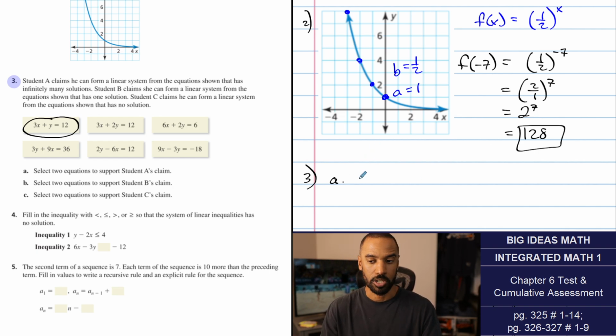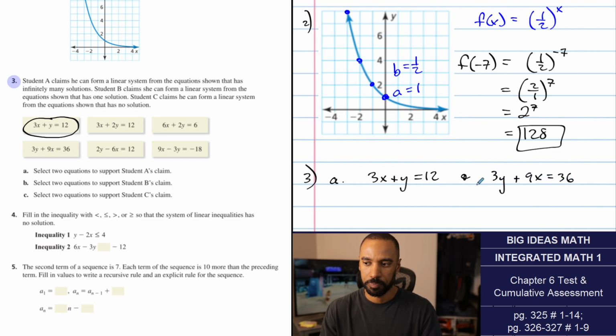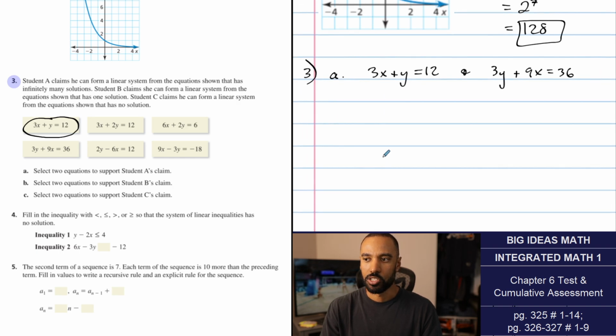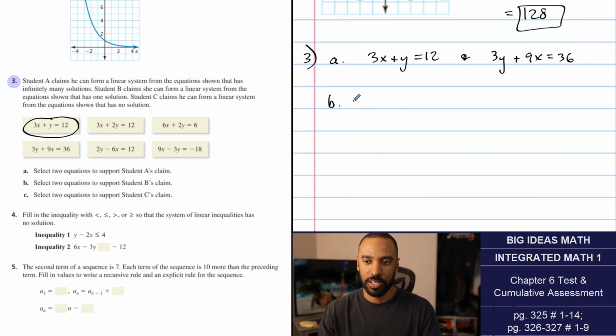This might not be the only answer, but this is one of the answers. 3x plus y equals 12. They don't ask me to explain, so I'm just kind of saying it out loud for you. And 3y plus 9x equals 36. So there's one to support student A's claim.